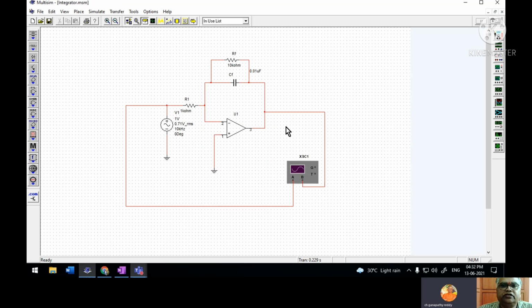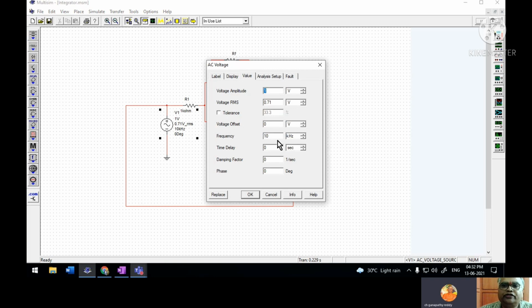So this is an integrator circuit. RF is 10k, R1 is 1k, and CF is taken as 0.01 microfarads, as mentioned in the design. Input of 1 volt we are taking. Frequency, let us start with the lower side.